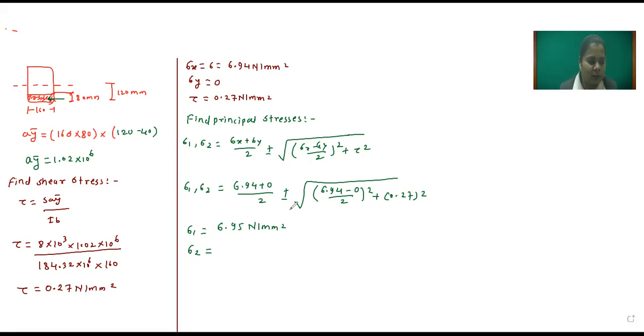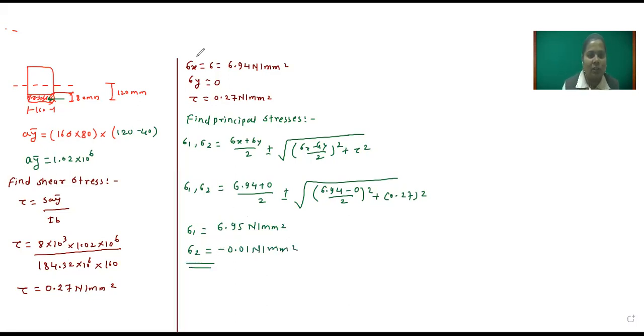Sandeep, mute yourself. Sigma 2 is equal to minus 0.01. All participants, mute yourselves. So sigma 2 is minus 0.01 Newton per mm square. So these are the major and minor principal stresses.